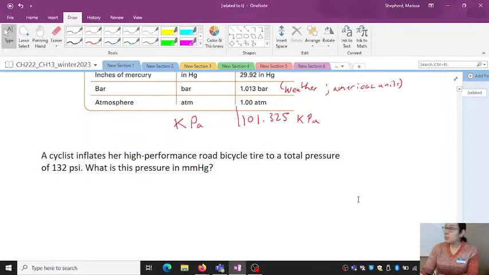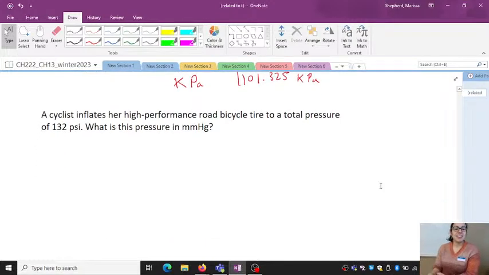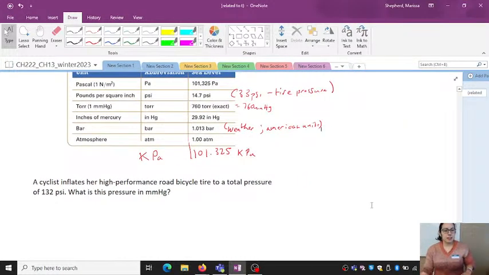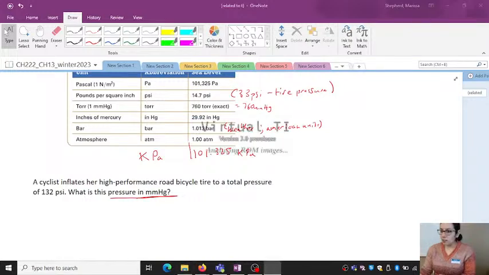All right, let's see if we can do a little math warm-up. So we said a cyclist inflates her high-performance road bicycle tire to a total pressure of 132 psi. What is this pressure in millimeters of mercury? So I'll give you all a few minutes to work on that. Get your brains going. Remember how to do conversions.